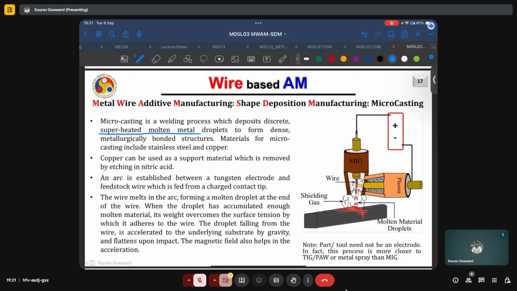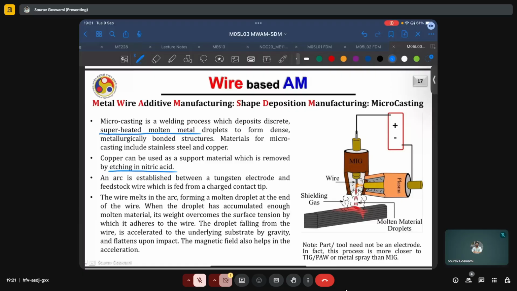Copper can be used as a support material, and it can be further removed by etching with nitric acid. For microcasting, an arc is established between a tungsten electrode and a feedstock wire, which is fed from a charged contact tip. The wire melts in this arc, forming a metal droplet at the end of the wire. When the droplet has grown sufficiently, its weight will overcome the surface tension and it will fall to the pre-deposited layer.